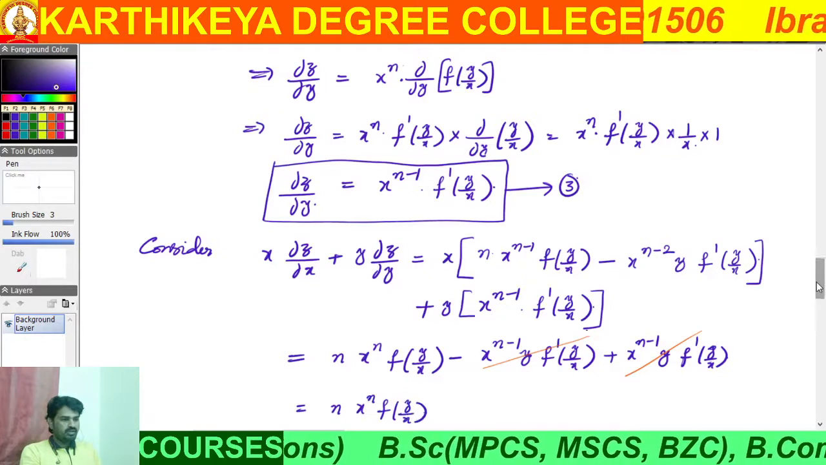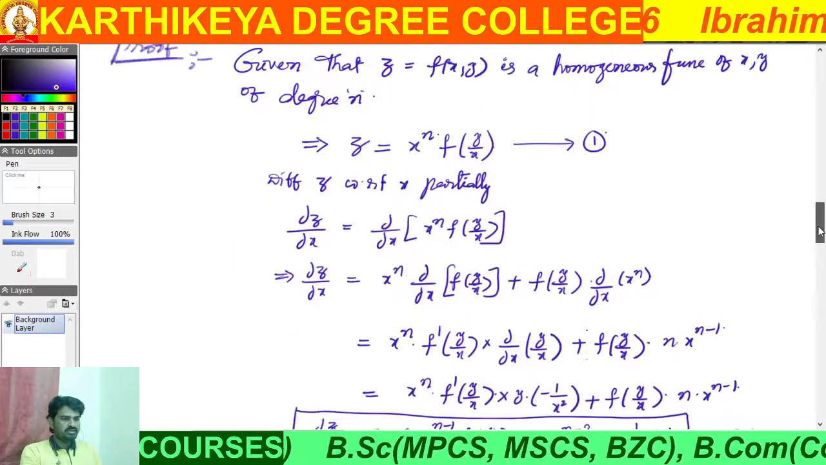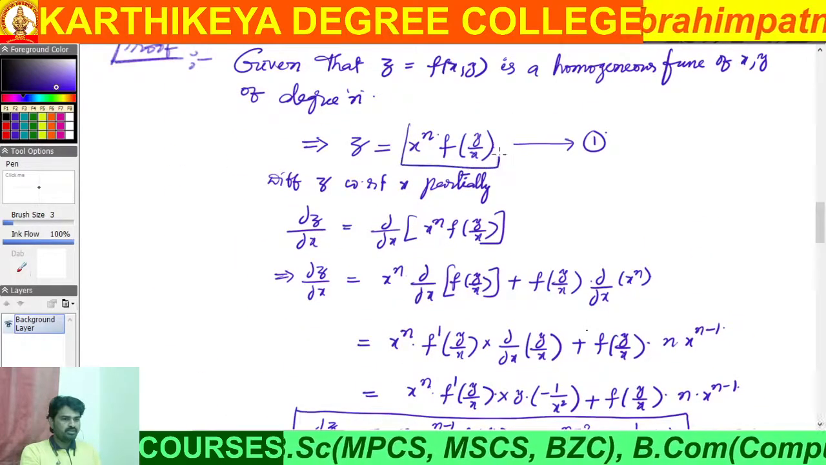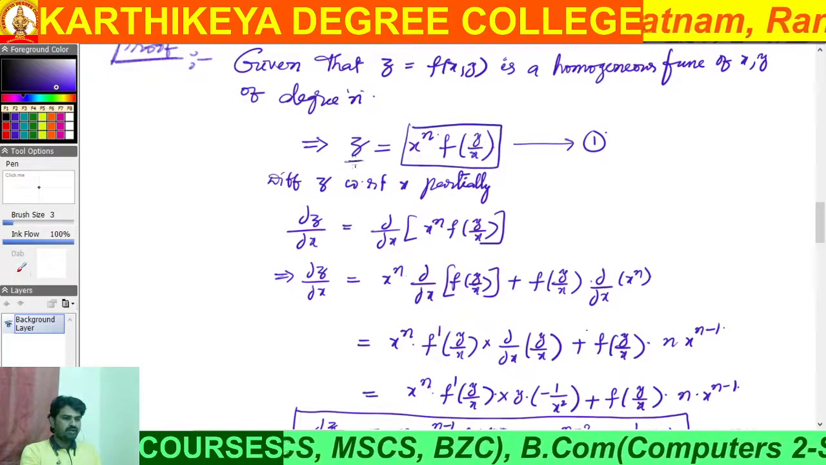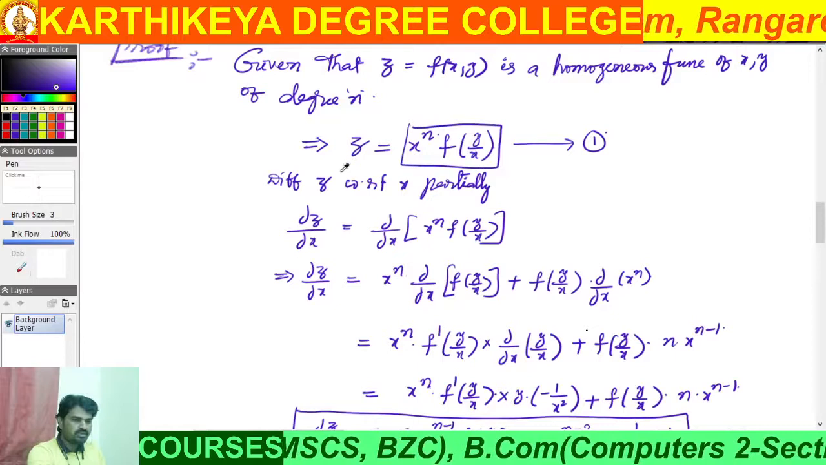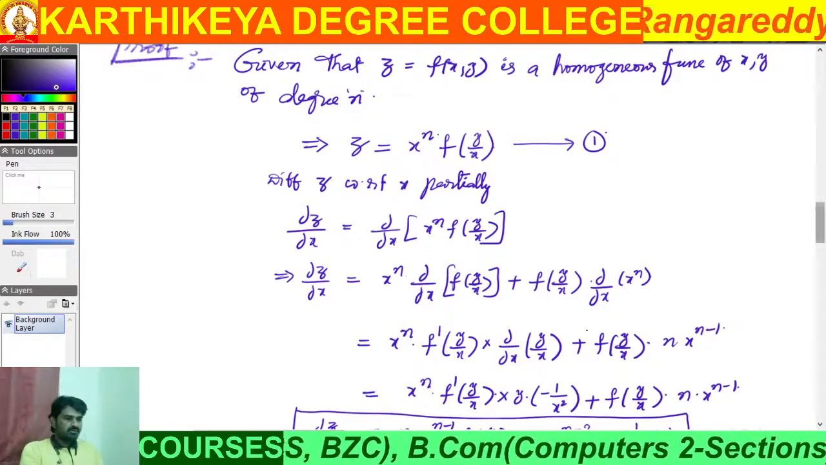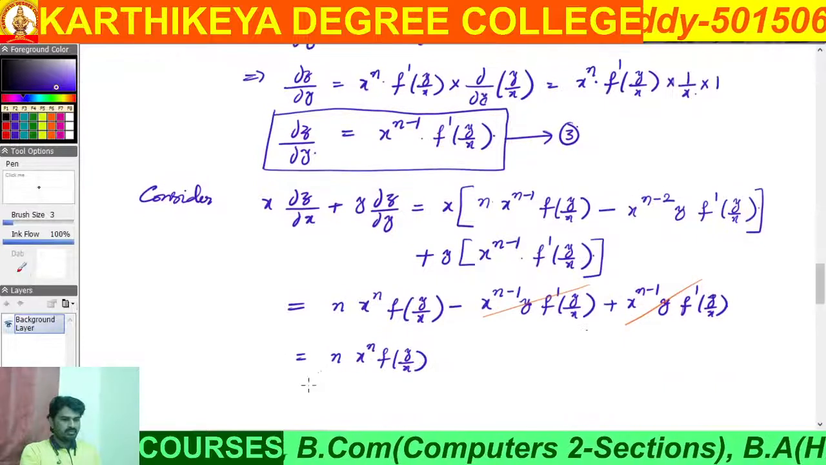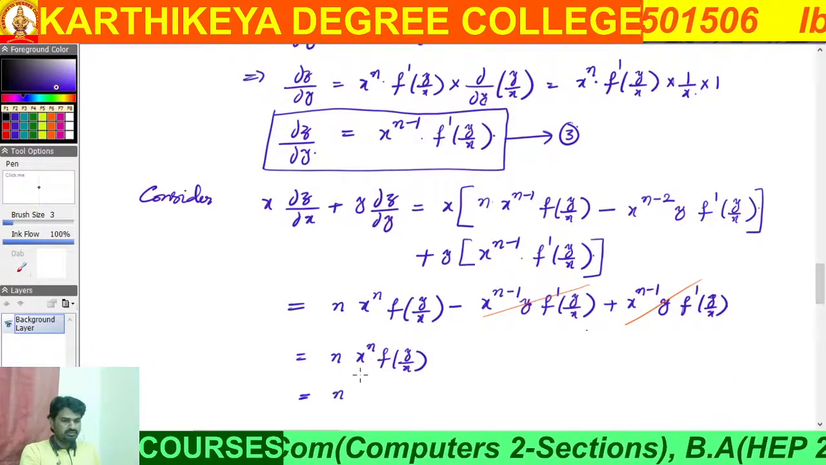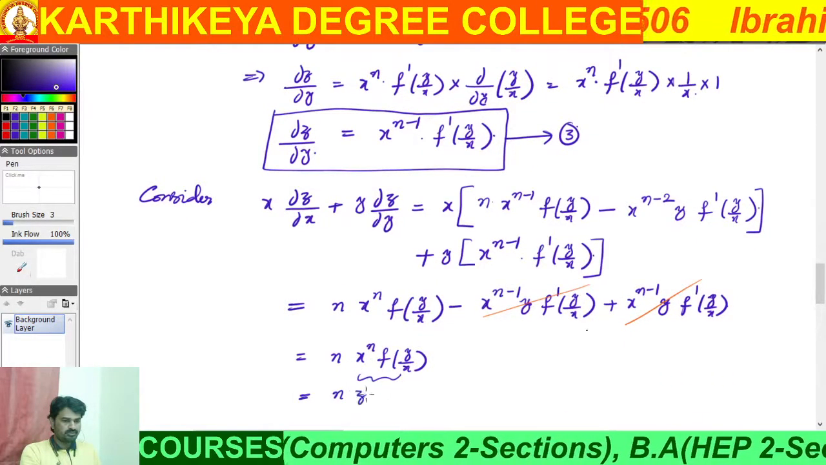Look at the first equation. What is the first equation? x to the power of n into f of y by x, that value is z. Now you can substitute the x to the power of n into f of y by x value here: n into this value, which from equation 1 is z.